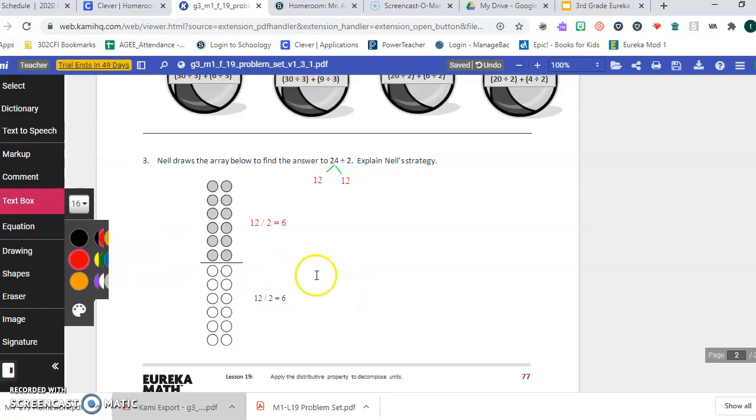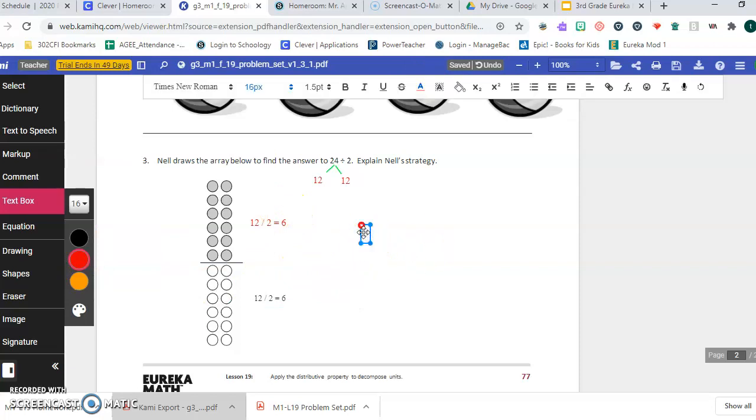Okay, and now when I put these things together, I can do the big problem. 24 divided by 2 is the same thing as 12 divided by 2 plus 12 divided by 2. Okay, and then down below, I see that that's the same thing as 6 plus 6. And so 24 divided by 2 equals 12, 6 plus 6.